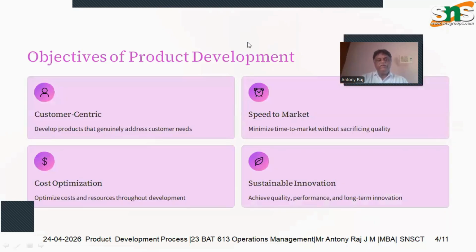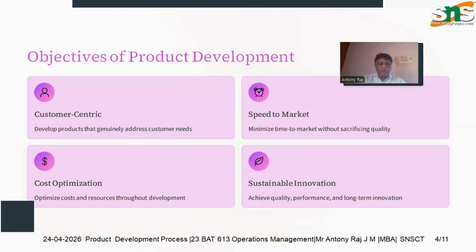And what are the objectives? One is customer-centric. The organization has to develop products which genuinely address the customer needs, so the customer is the center of the focus. And then the speed to market. The products have to come to the market in a very fast manner because you have to become an early entrant in the market to capture the potential. So speed to market is a very important criterion.